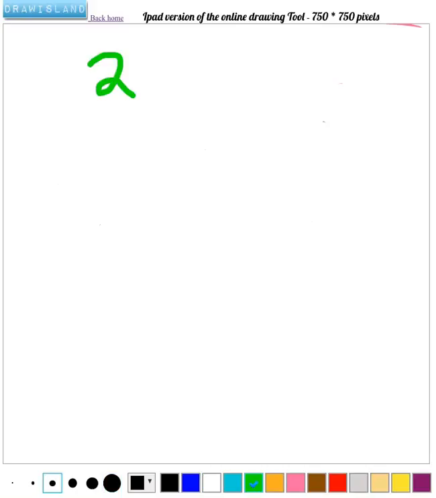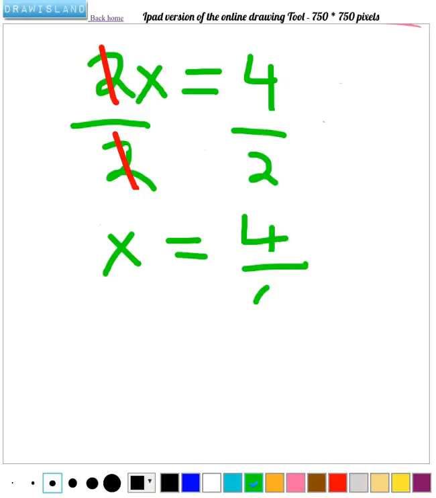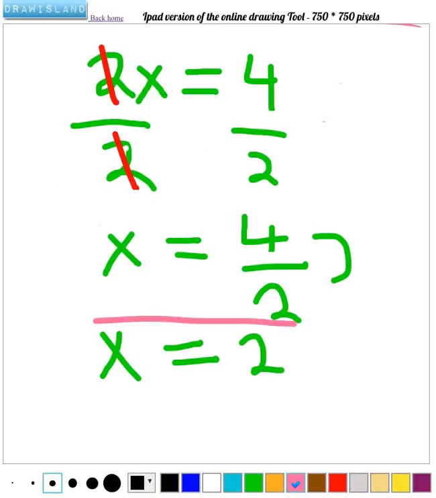2x is equal to 4. We're going to divide both sides by 2. These two x out. That becomes x is equal to 4 over 2, which is 2. So our answer is x is equal to 2.